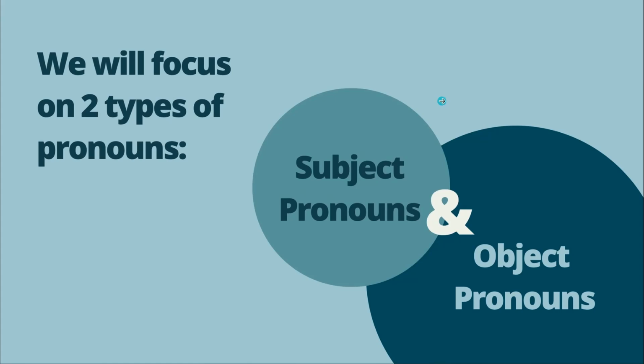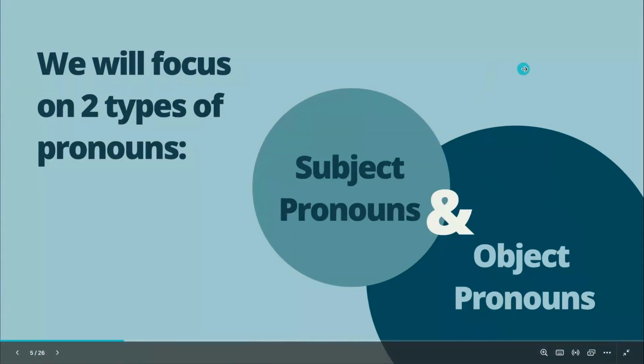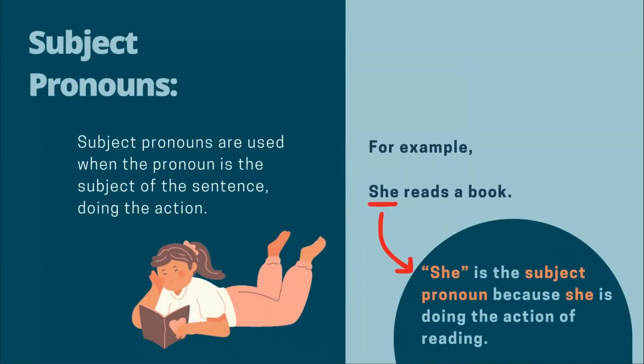So in this lesson, we're going to focus on two different types of pronouns. The first is what I've mentioned, a subject pronoun, and then we're also going to look at object pronouns. So first, what are subject pronouns? Subject pronouns are used when the pronoun is the subject of the sentence. Subjects are what are doing the action. The action is the verb, and so the subjects are doing the action.